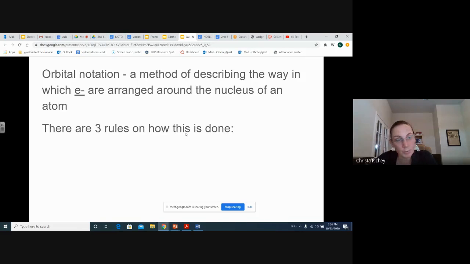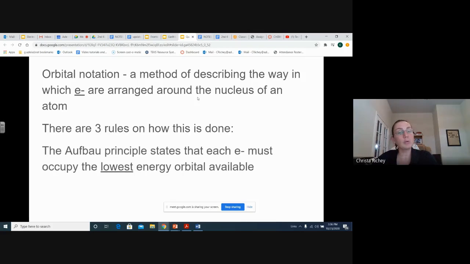Bohr said they were in rings like a planet, but it was Schrodinger that figured out that really it's like a 3D generic area, and we can't really predict 100% where any electron is specifically because they move so gosh darn fast. So we've got 3 rules.